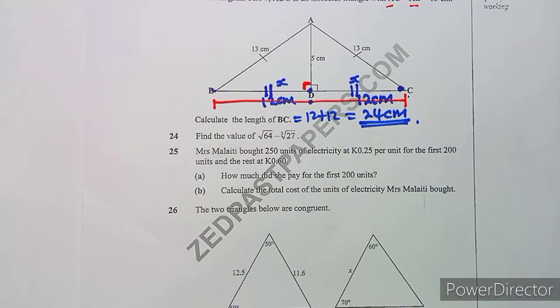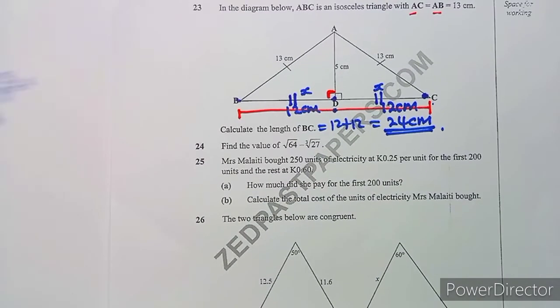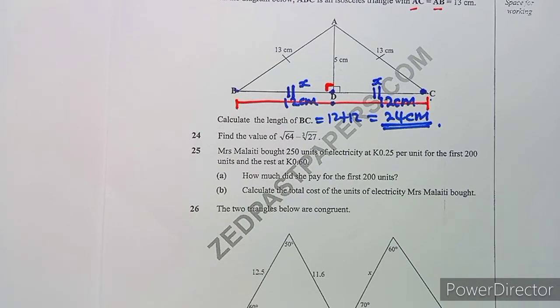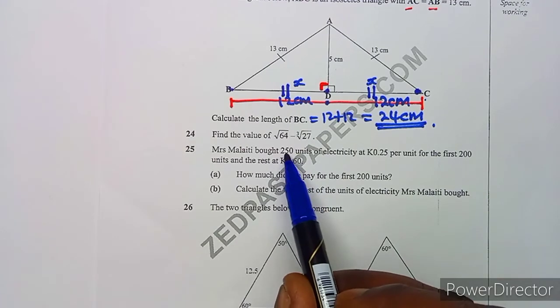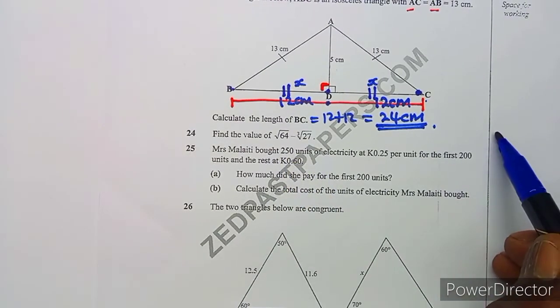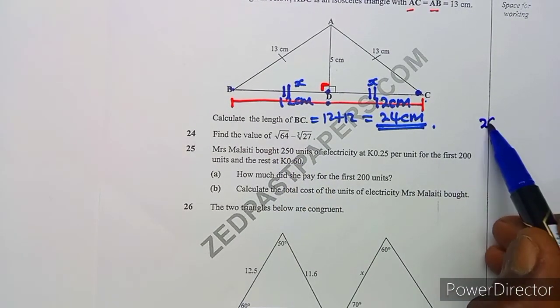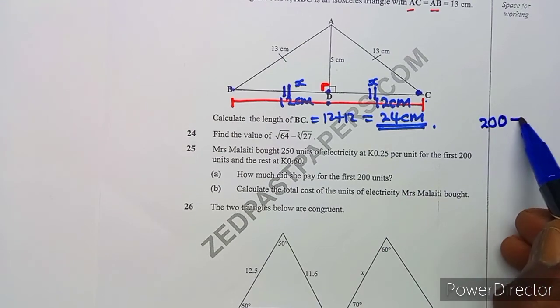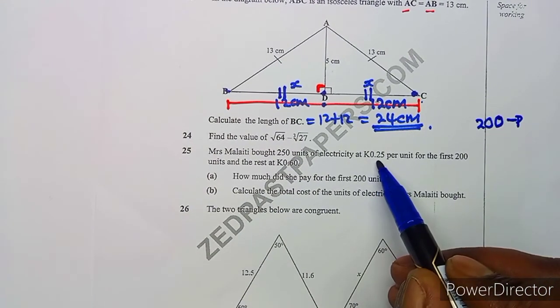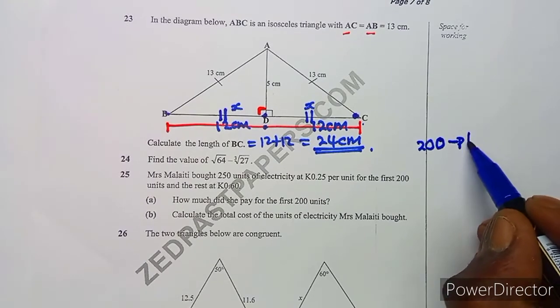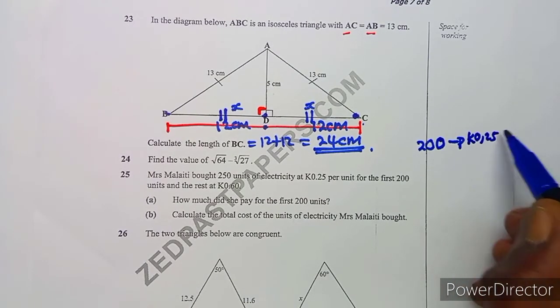Mrs. Malayeti bought 250 units of electricity. That is 250 units there. And each unit is costing 0.25 kwacha per unit. Okay, that's each unit. For the first 200 units, she divided the number of units. There were 250, so she said, okay, this time I'm going to take 200 units at 0.25 kwacha, that is 25 cents.